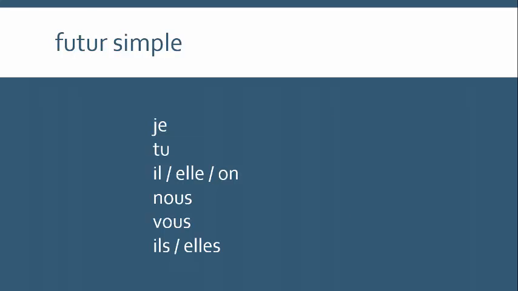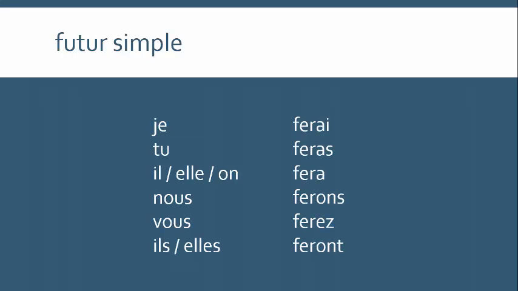Futur simple, again compared to other irregular verbs, is actually quite nice because it's at least a little bit recognizable. The stem is faire, F-E-R, and then of course to that we add the endings. So we have je ferai, tu feras, il, elle, on fera, nous ferons, vous ferez, and ils, elles feront.